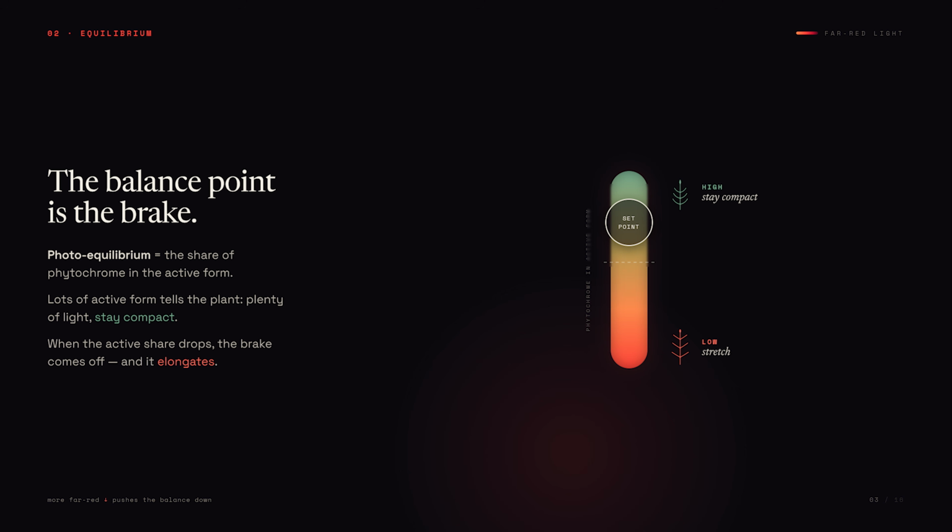In daylight, both are happening at once, and the plant settles into a balance point. Scientists call that balance the phytochrome photoequilibrium. It's just the percentage of your phytochrome sitting in the active form at any given moment. Here's why that balance matters. The active form suppresses stretching. It tells the plant, you have plenty of open light, stay compact, build out. When the active form drops, that brake comes off and the plant starts to elongate.